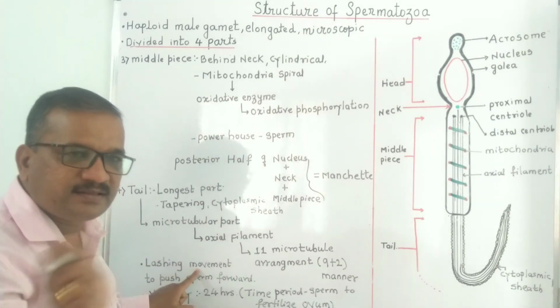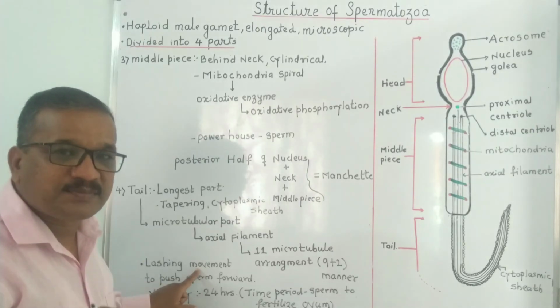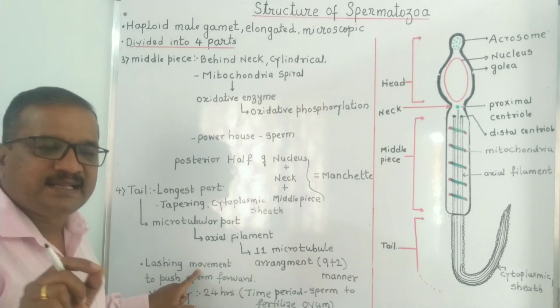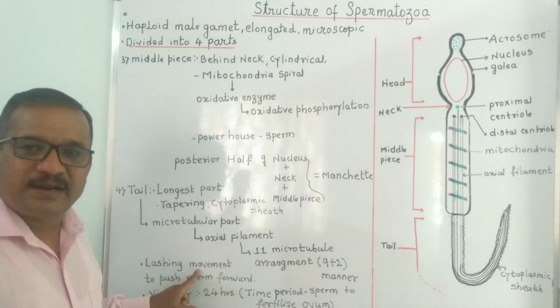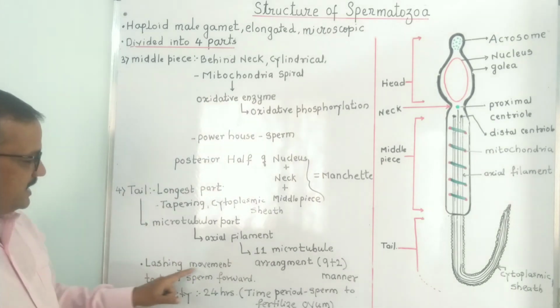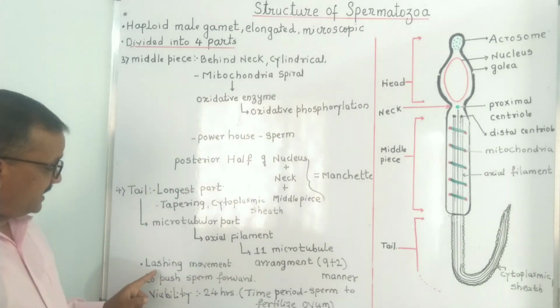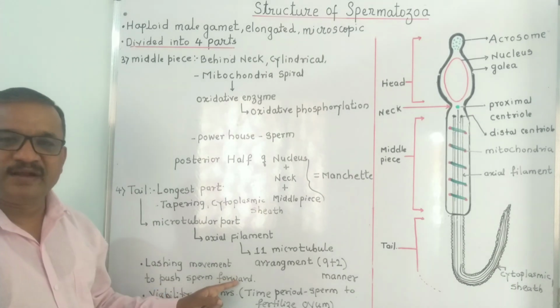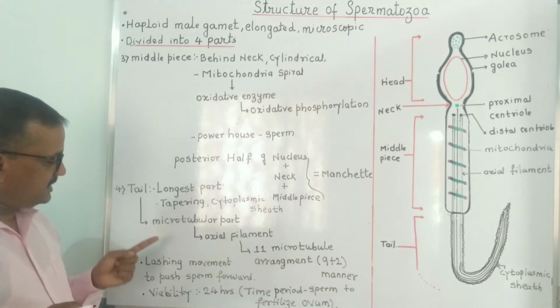How is a whip movement? It is a lashing movement. A snake, you must have seen, the tail region, the tail part, how does it move? It shows lashing movement. So this tail shows lashing movement and it helps to push the sperm forward. This is the function of the tail region.